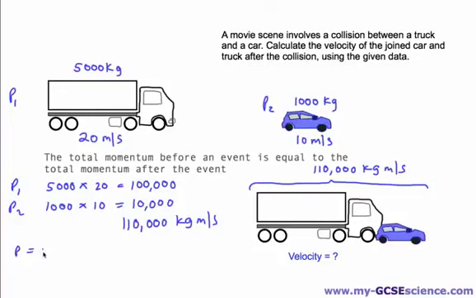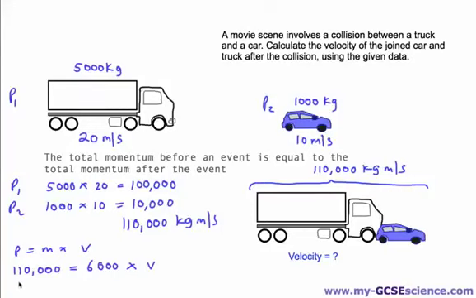Momentum equals mass times velocity. We know the momentum, we know the mass, we don't know the velocity. So let's plug in the numbers. The momentum is 110,000 equals the mass. Now it's not written here, but we know the mass before, it's 5,000 and 1,000. So add those two together for the truck and the car joined together, that is 6,000 times the velocity, which we don't know yet.